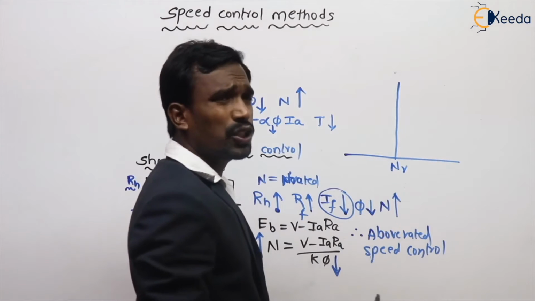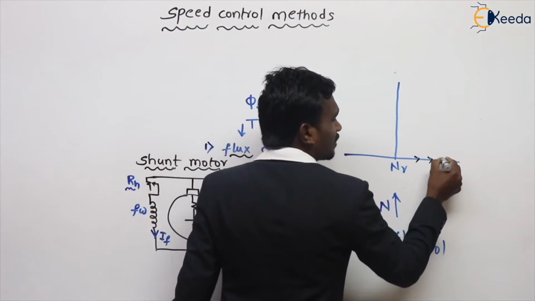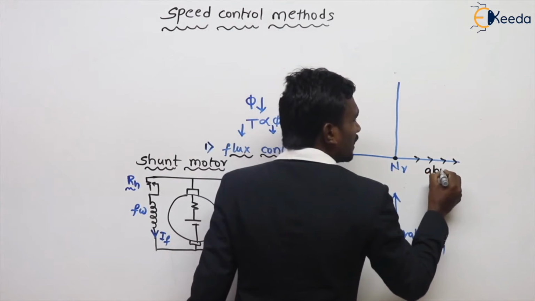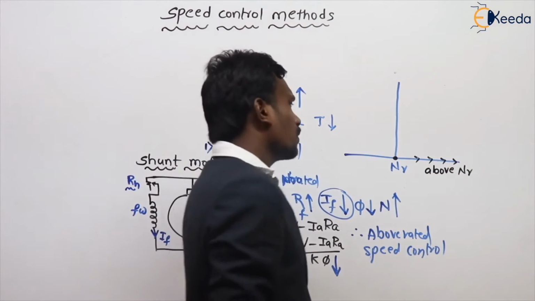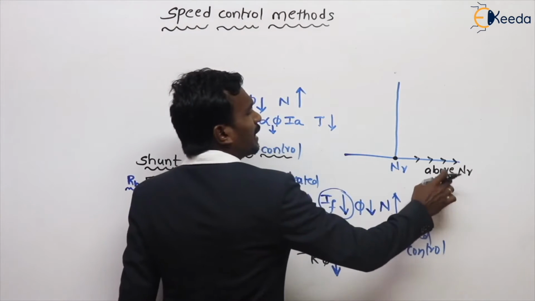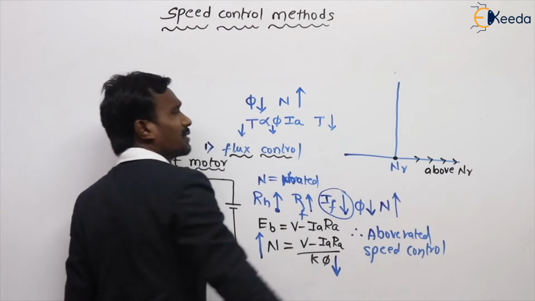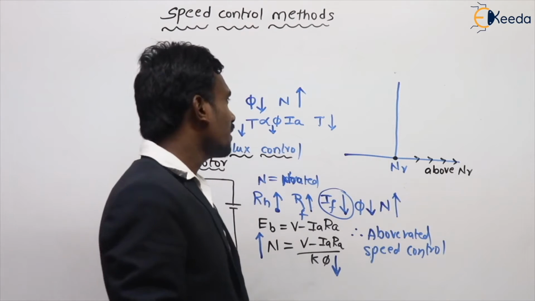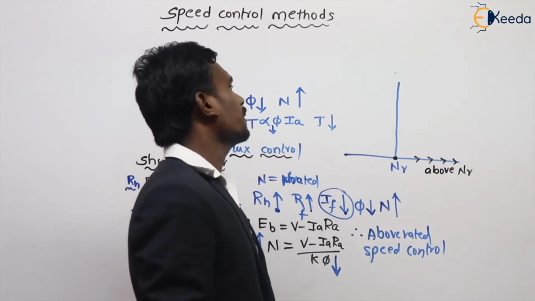What is our position now? Above rated speed only. We are increasing the speed of the motor from rated speed to above rated speed, not for below rated speed, sir. So we are increasing above rated speed. When the speed is increasing in this condition, what happens to torque? The torque is reducing. Are you getting or not? Here the torque is reducing. But what is the relation between torque and speed?